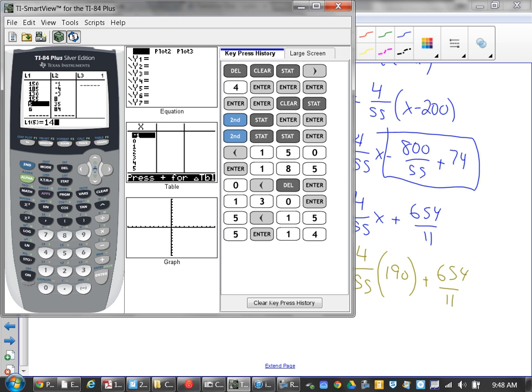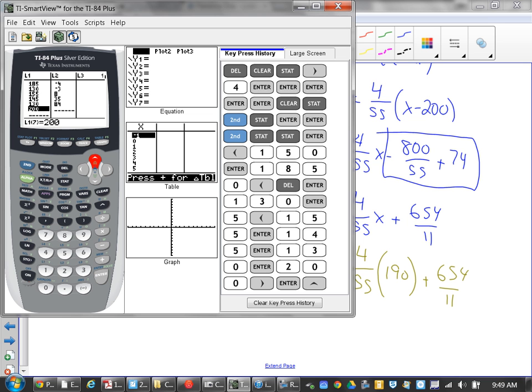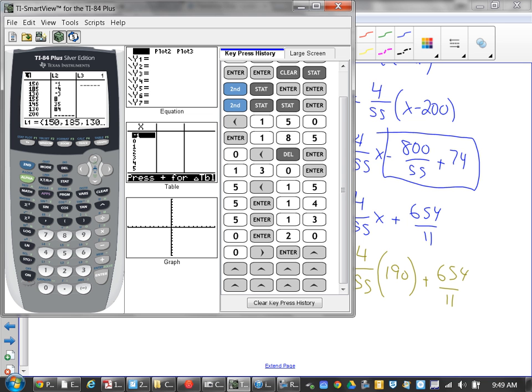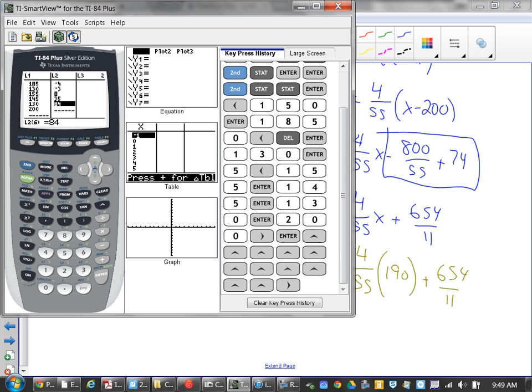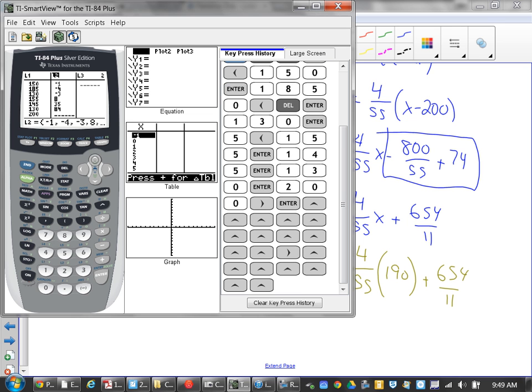$145, $130, and $200. Okay. Our L2, we just move over to the other one. Oops. And just type in all of our L2 values.